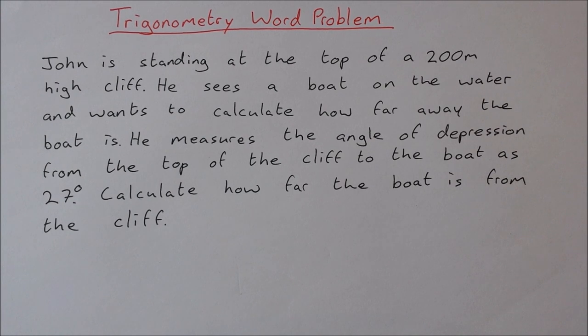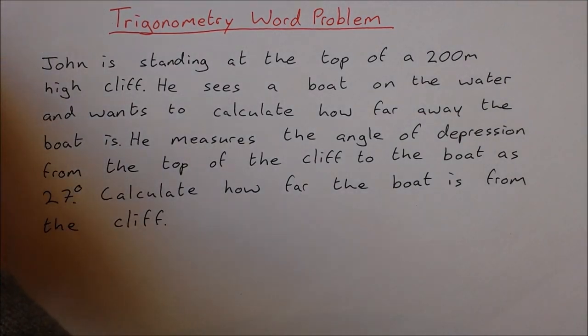John is standing at the top of a 200 metre high cliff. He sees a boat on the water and wants to calculate how far away the boat is. He measures the angle of depression from the top of the cliff to the boat as 27 degrees. Calculate how far the boat is from the cliff.